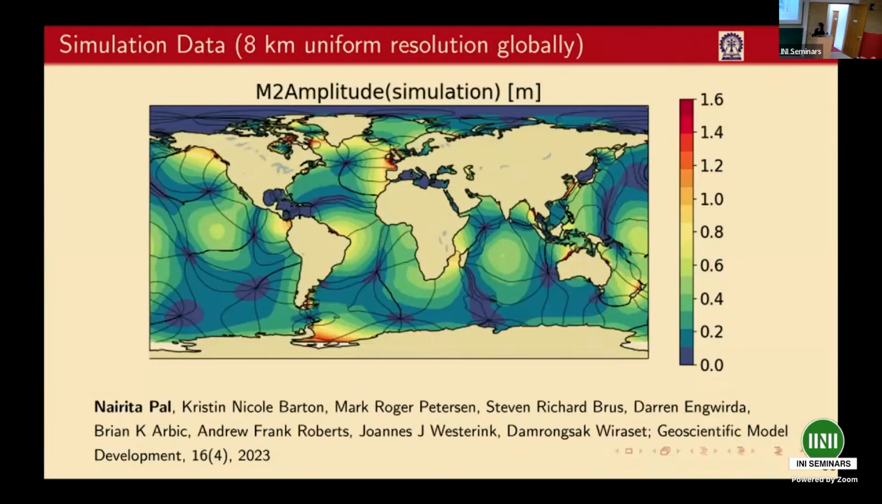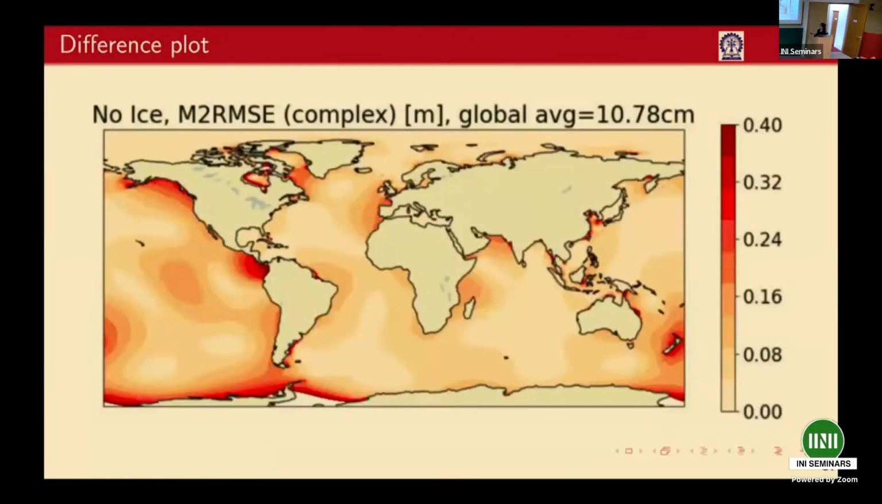Now, we compared this to our ocean simulation, looking at tidal phase and amplitude. If we plot the difference between the TPXO8 and the ocean simulation, we see some problem areas, as in a lot of errors happen in the Antarctic, in the Southern Ocean. Also the coastal areas, but the coasts we are not resolving for now. So the Southern Ocean has high errors.